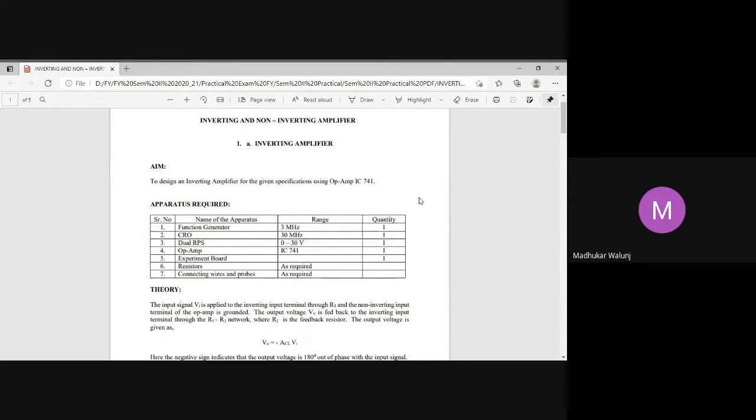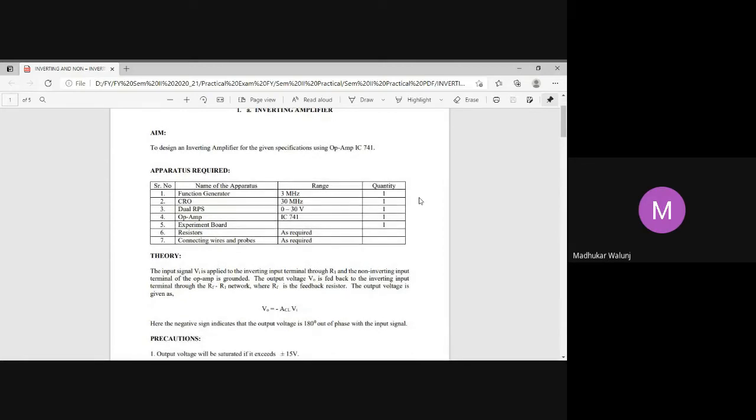Apparatus required if you have to do the experiment, the apparatus needed are, if you are going to test the waveforms, you need function generator. If you have to see the waveforms, you need CRO, dual RPS, power supplies require 0 to 30 volt. Op-amp 741 IC, this will be acting as an inverting and non-inverting amplifier. This is amplifier IC. You need an experimenter board to mount all the circuits and so on. Resistors are required in case of the designing purpose. We require connecting wires and probes for CRO and function generator if we require it then.